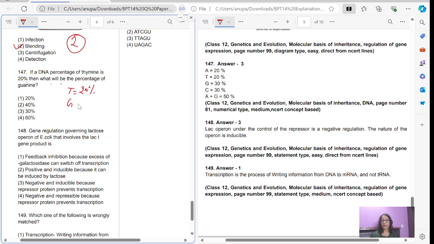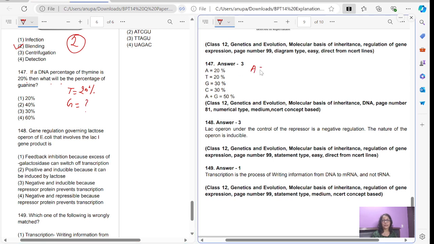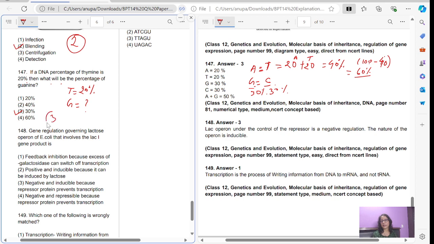the percentage of guanine. So we know that A pairs with T and G pairs with C. If A is equal to T, here T is 20%, then automatically A will also be 20%. So both will constitute 40%. So after subtracting 40 from 100, we will get 60%. Means the remaining is 60%. And we know that G pairs with C and G is equal to C as well. So we will divide this 60% into G and C as 30%, 30%. So the answer for this question will be option 3, 30%.